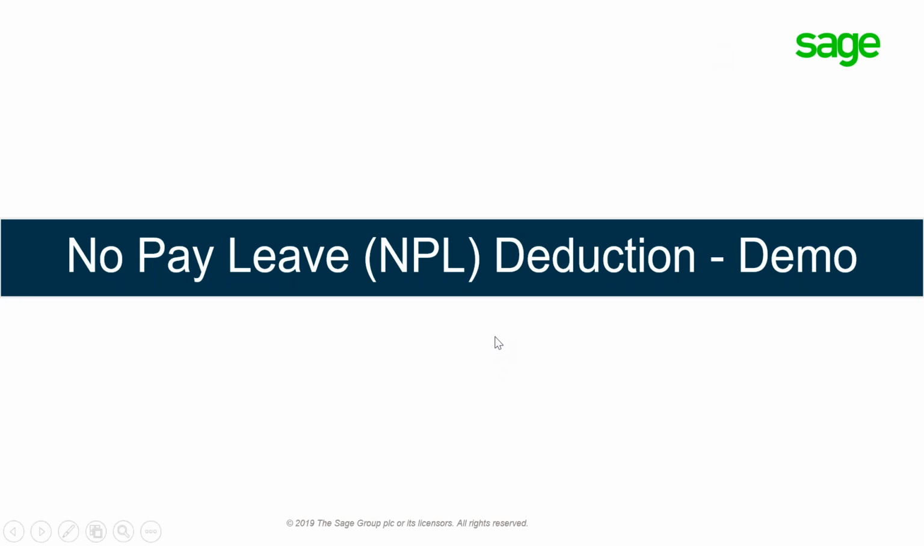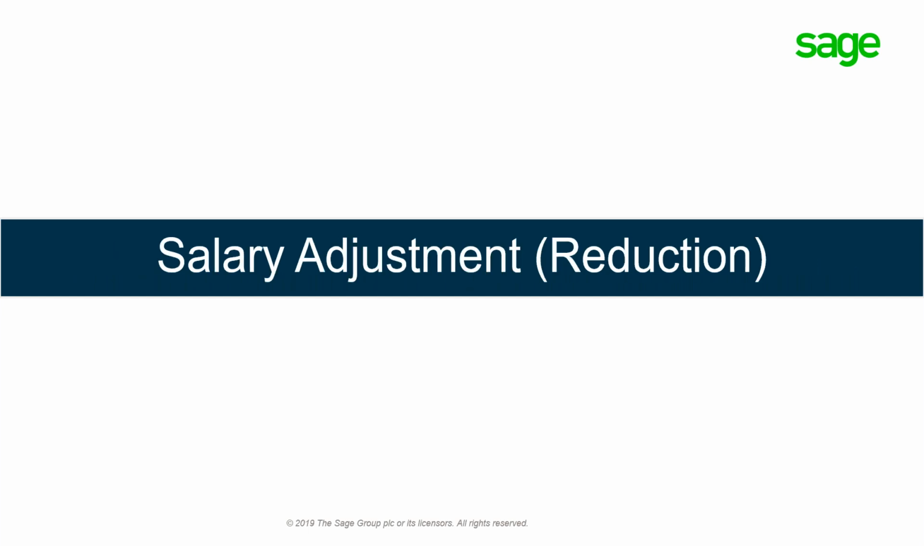So this is one of the common cost cutting measures that companies are doing now. If you need to exercise this, do it with caution, and also do the no pay leave setup that we have shown to you. All right, let's move on. Now the second one is talking about salary adjustment, but it's a reduction.